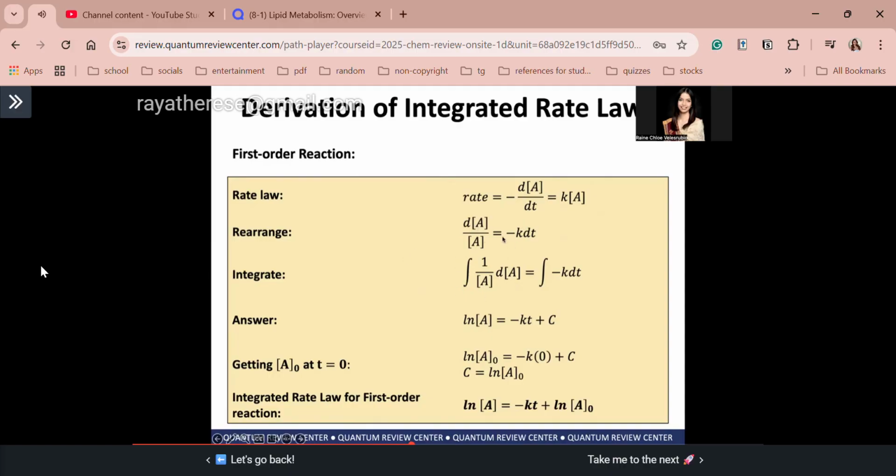Now, let's integrate both sides. So nilabas ko lang guys, si 1 over A. Okay? And then, to integrate, we will get integral of 1 over A dA is equal to integral of negative k dt. We know guys that the integral of 1 over A is just ln A. Therefore, the answer for this integral is ln A is equal to negative kt plus C.